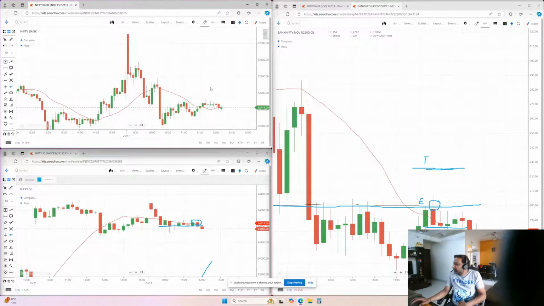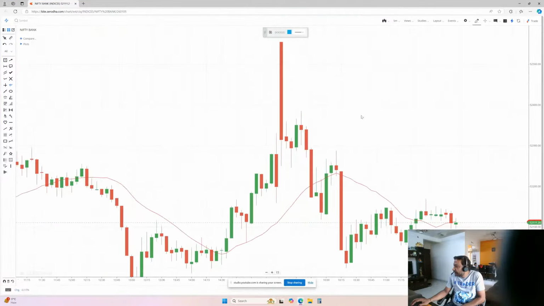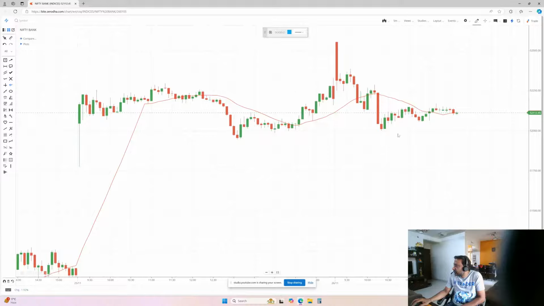I don't think we can have movement immediately. It's around 12 o'clock, so Bank Nifty may trade sideways in this zone, and after 1:30 or 2 o'clock it can either show a breakdown or breakout and test the day's high.